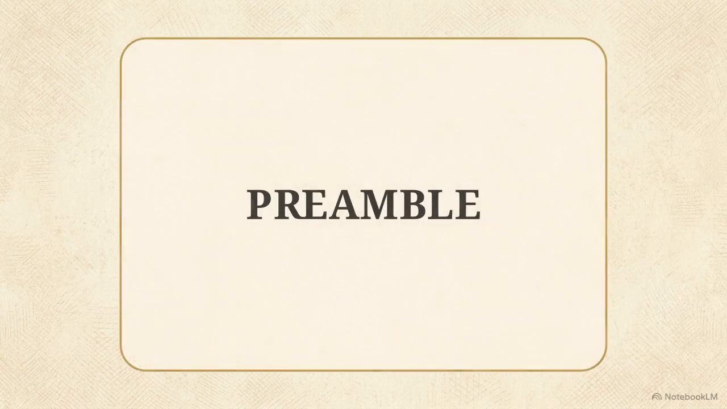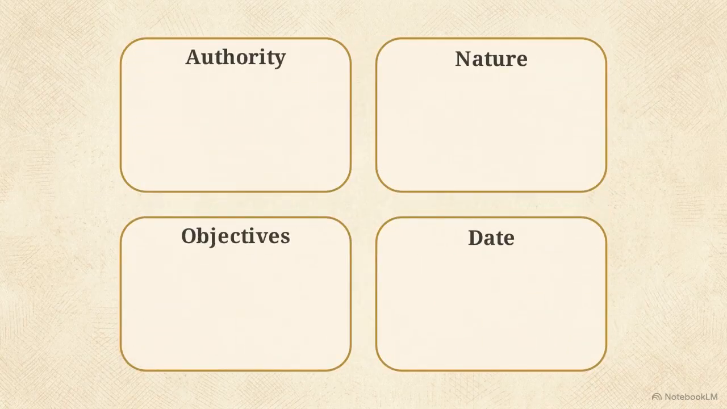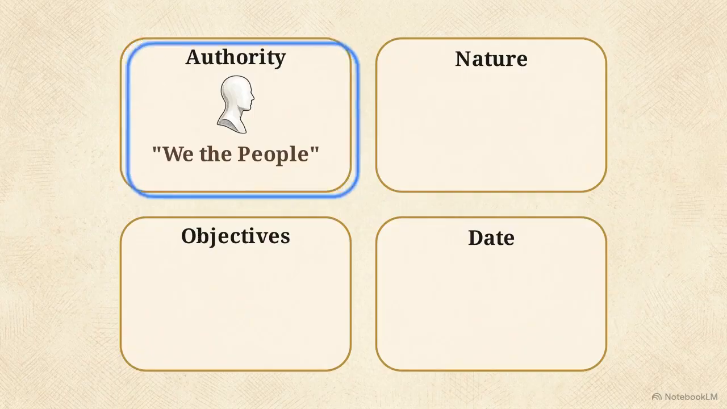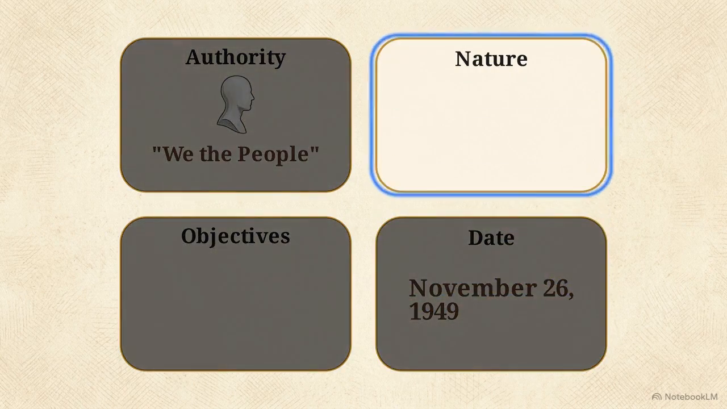The preamble is built on a precise four-part formula. It establishes the state's foundation through four distinct ingredients. The first ingredient is the source of authority. It states that power is derived directly from we the people, rather than a monarch or a foreign power. The fourth ingredient pins the text to a specific timeline, the date of adoption, November 26, 1949.